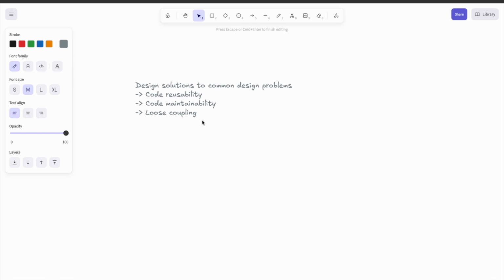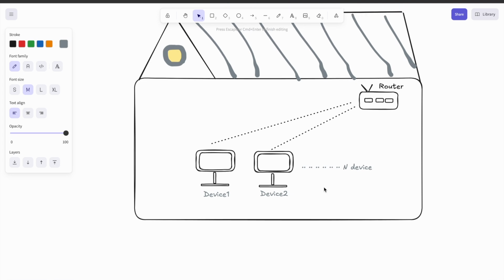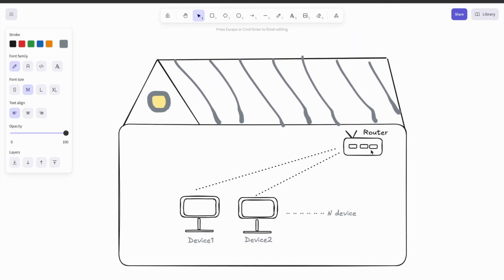For this, we will need to go through an example. Once we go through the example, we'll get a clear idea. Consider this is our home, and this is one router, and there are n devices like device one, device two, like a computer, a laptop, and other devices like a mobile and a tablet. Those devices will always be connected to this router. So there will always be one instance of the router which will provide the connection or internet to different devices. This is a good example of the singleton pattern, where we are using only one instance of a router.